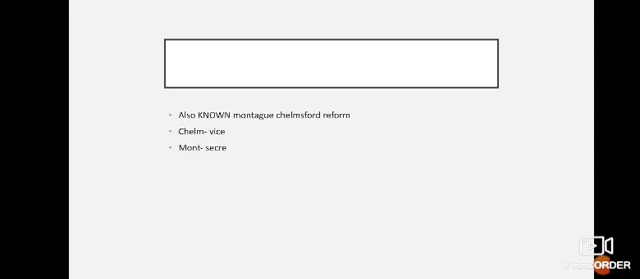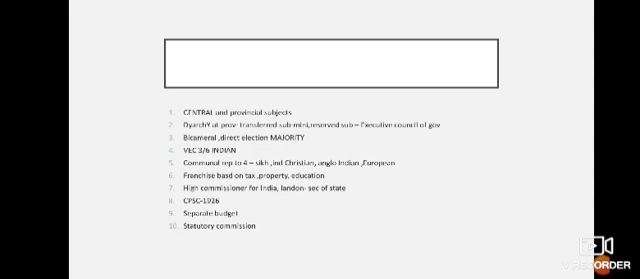Okay, now let us see the important features. I have only listed the most important points, and let us see what they are. First one is that it relaxed the control of the central over the provinces, okay, and divided the subjects into central and provincial subjects. So this was the important point.